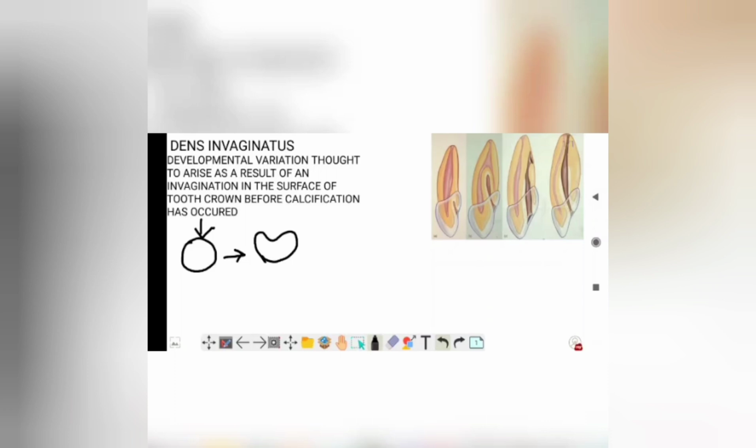Next is focal growth retardation and focal growth stimulation. At some points in the tooth germ there is increased growth retardation, and at some points there is growth stimulation. Because of that retardation and stimulation at different sites, invagination can occur. The most frequently involved tooth in dens invaginatus is the maxillary lateral incisor.